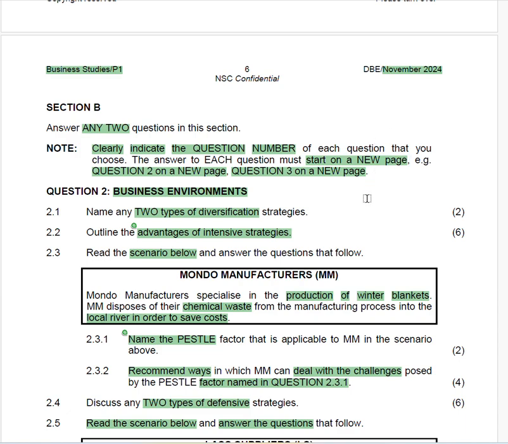Let us see what we have here. 2.1 says, name 2 types of diversification strategies. So what is diversification? Diversification is a strategy where the company wants to expand its product or service offering. They can do that in 4 different ways. However, in this exam, you are only asked for 2.